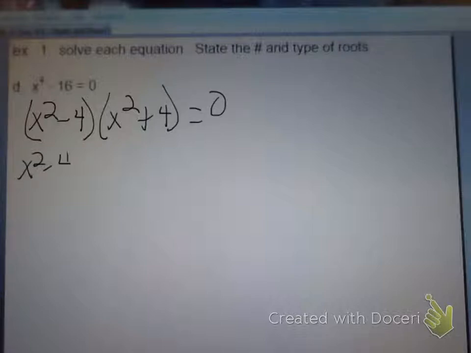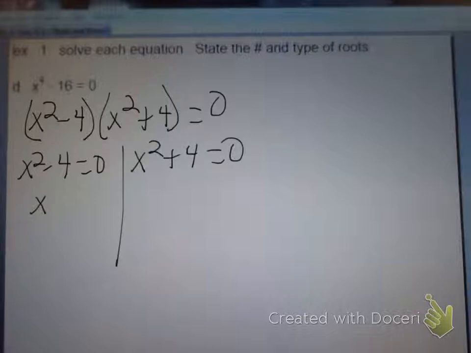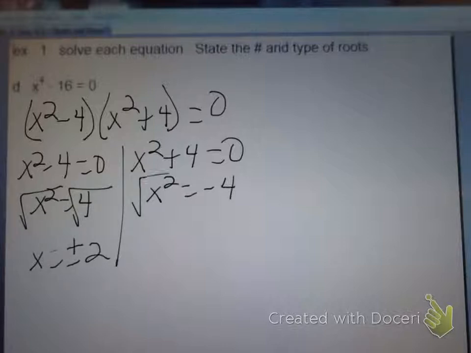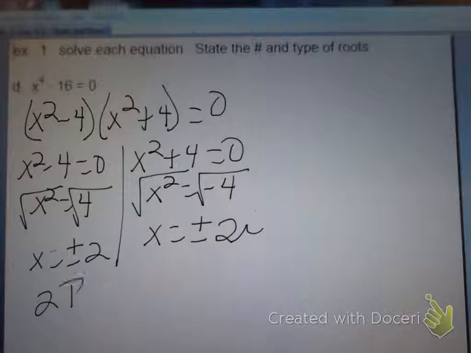Now you have two options. You can put each one equal to 0 and do the square root property. And once again, the square root of -4 is plus or minus 2i. So that gives you two real and two imaginary.